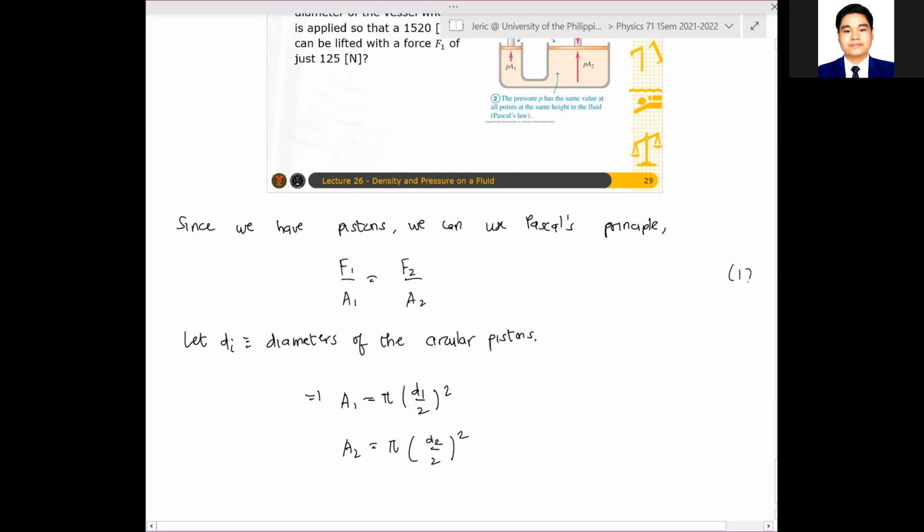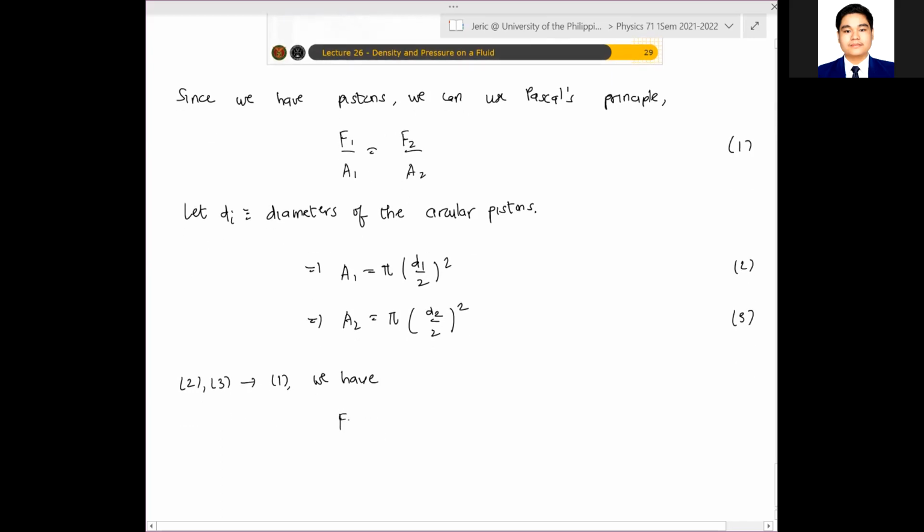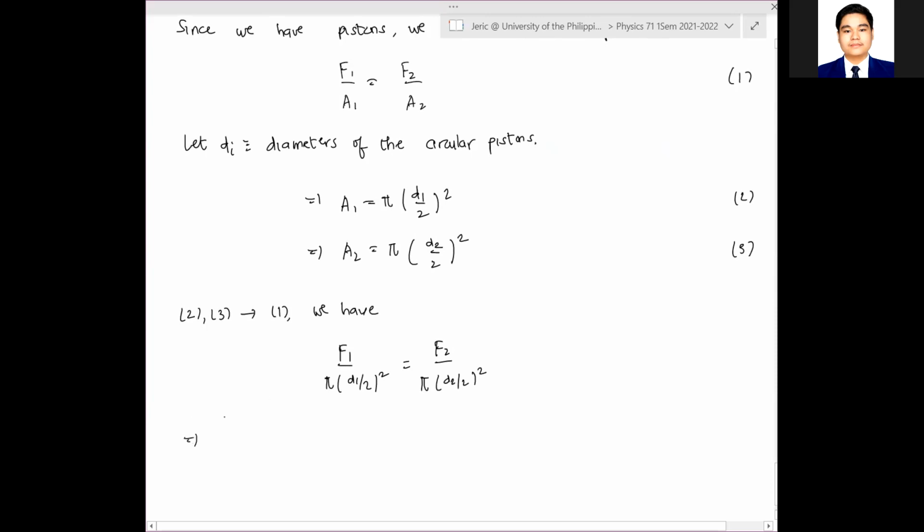So let's say this is equation 1, and this is equation 2, and this is equation 3, and we substitute equation 2 and equation 3 into equation 1. So we have F1 over pi quantity D1 over 2 quantity squared is equal to F2 over pi quantity D2 over 2 quantity squared. Now, let me manipulate it, para ang lalabas na lang ay pi quantity D2 over 2 quantity squared all over pi quantity D1 over 2 quantity squared is equal to F2 over F1. So this is, let's say, equation 4.